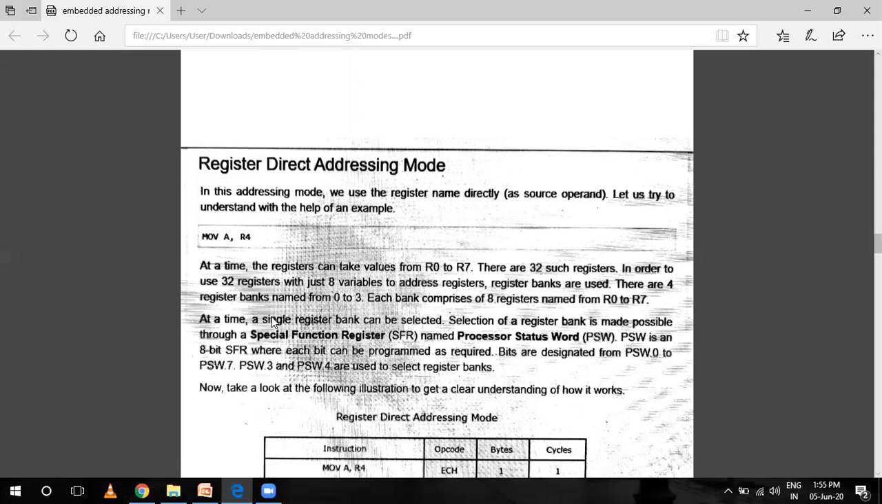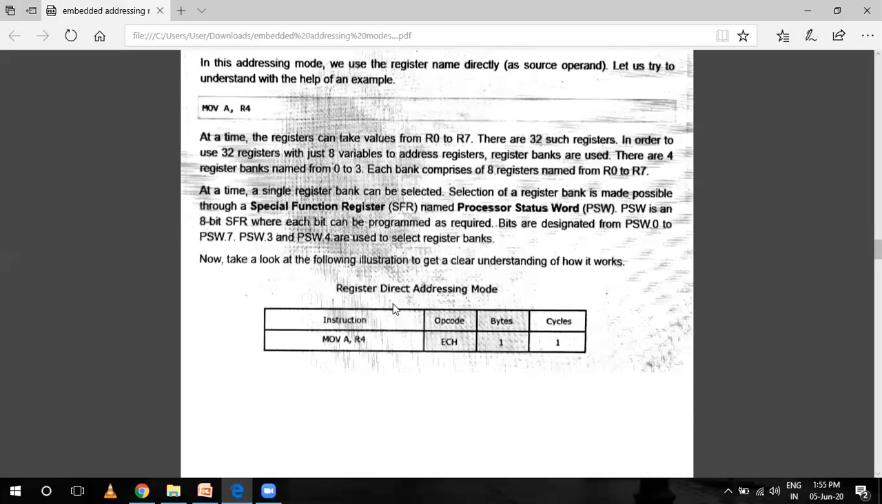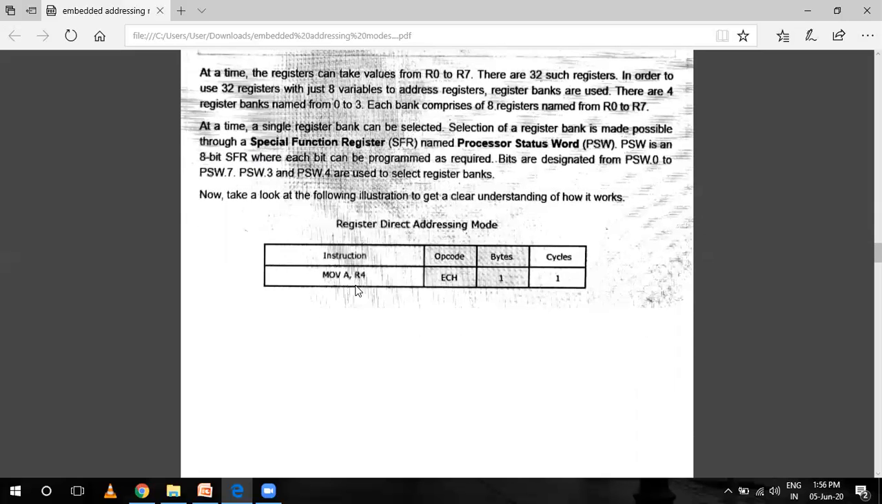Register banks are used. There are 4 register banks named 0 to 3, and each bank comprises 8 registers, R0 to R7. At a single time, a single register bank can be selected, and the selection of the register bank is made possible through a special function register named the processor status word. PSW is an 8-bit SFR, where each bit can be programmed as required, and bits are designated from PSW.0 to PSW.7, and PSW.3 and PSW.4 are used to select registers. So you can see this instruction MOV A, R4.